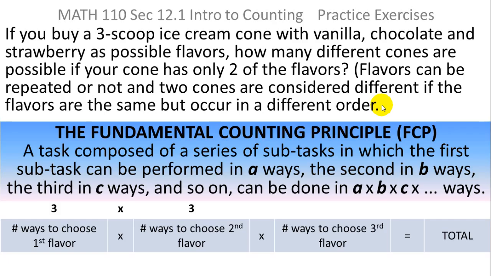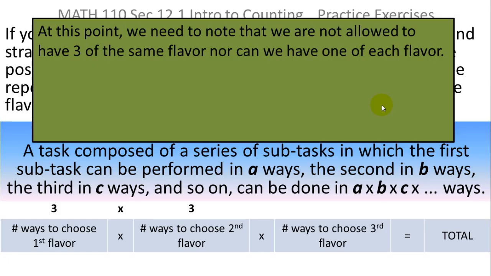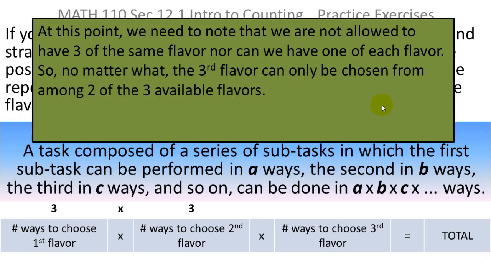It's the third flavor that you have to be careful about. Now, think about this. We're not allowed to have 3 of the same flavor, and we're also not allowed to have 1 of each flavor. So no matter what, the third flavor can only be chosen from among 2 of the 3 available flavors. In other words, if you've already gotten 2 of the same flavor, like you started off with 2 chocolates, then you could either choose vanilla or strawberry. You'd have 2 choices.